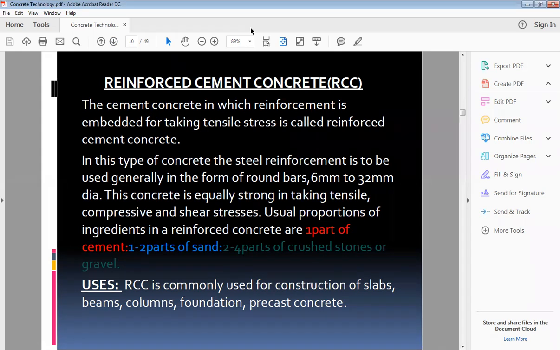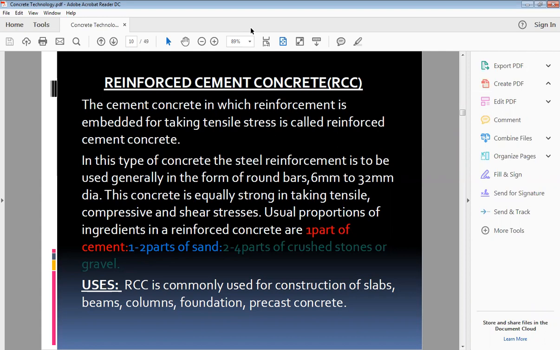There are different bar sizes available: 6 mm to 32 mm diameter. As we go for higher loading conditions, the diameter and the number of bars will increase as per the structural load. It is mainly used in all frame structures. Frame structure means columns, beams, foundations, precast concrete, and slabs. It also comes in multi-story buildings.